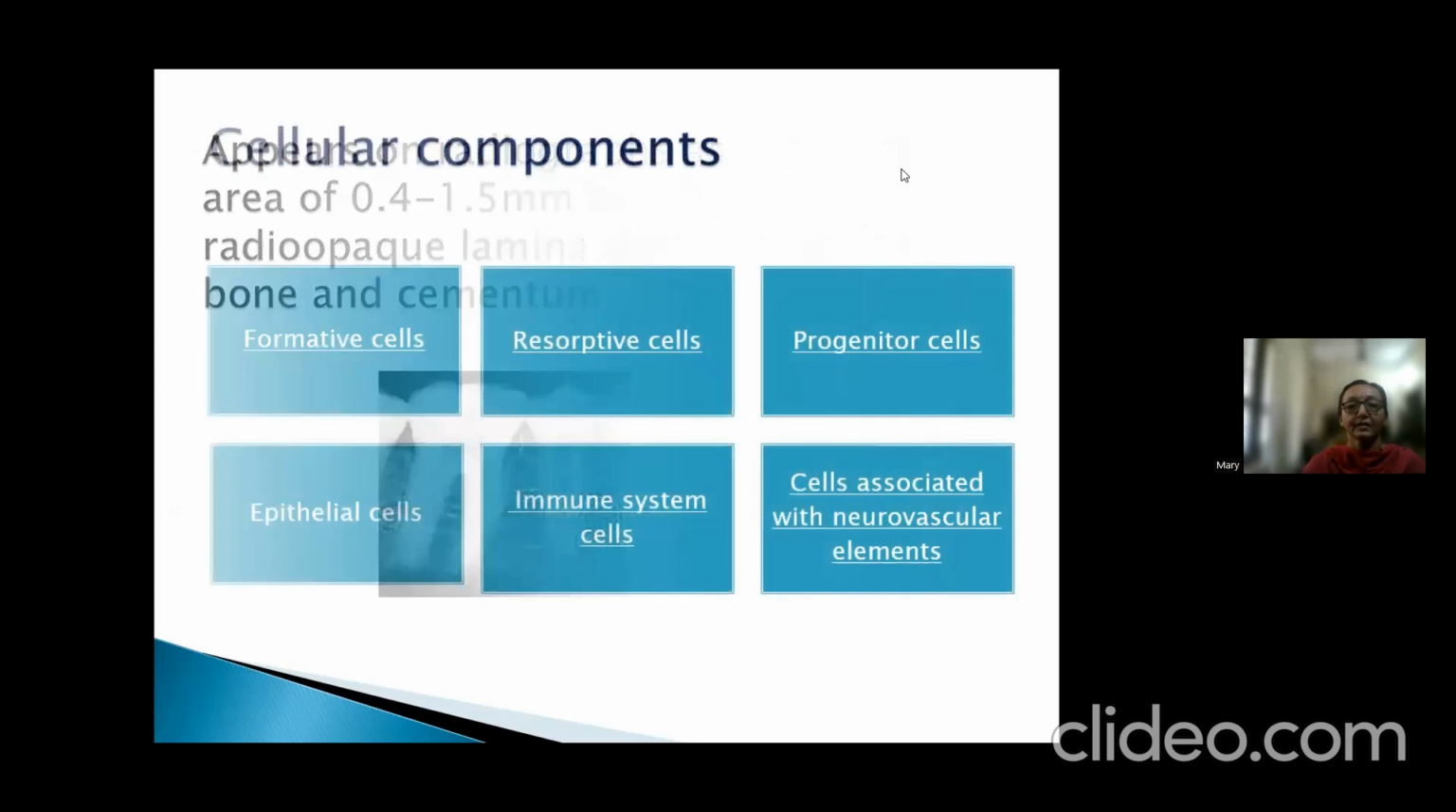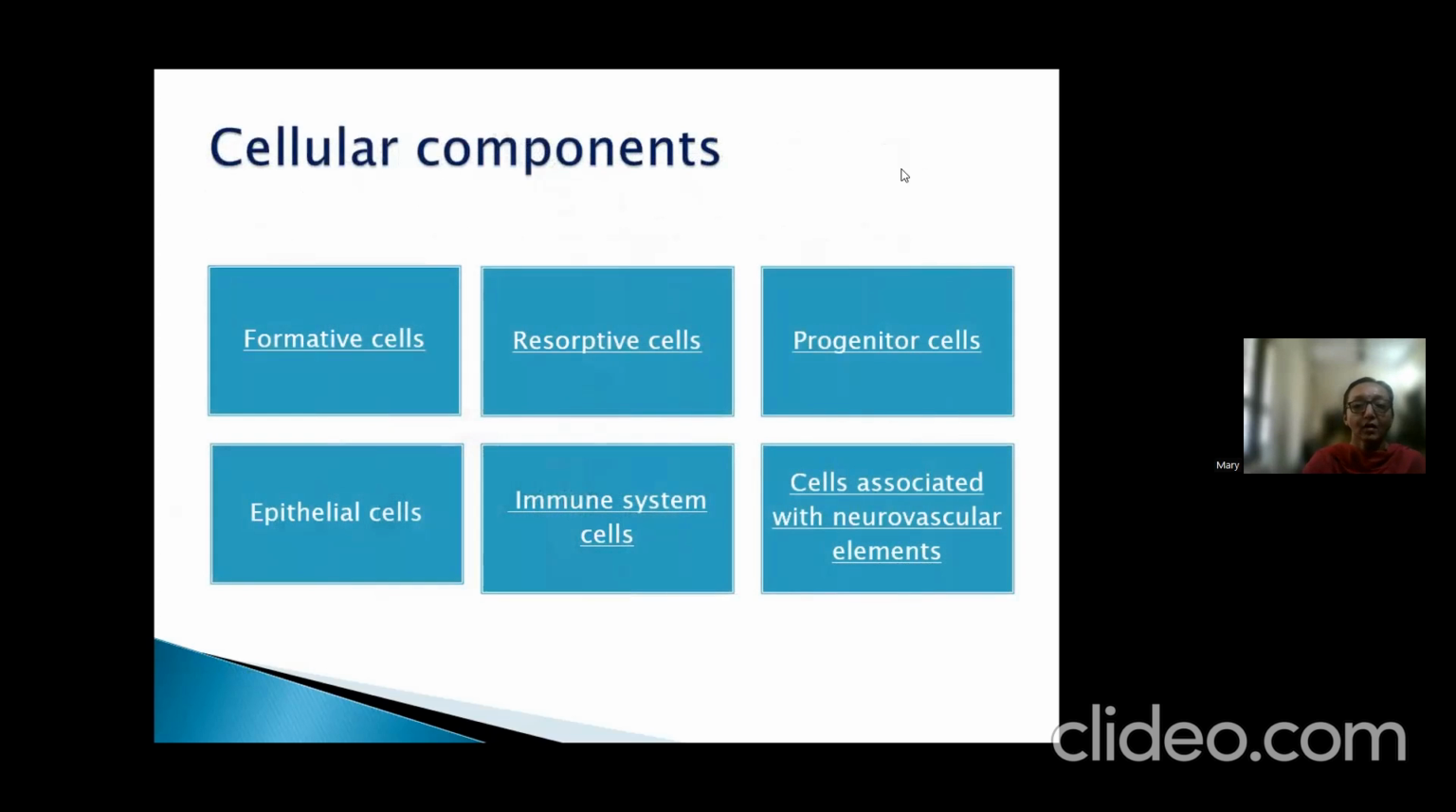Now coming to the cellular components, we can divide the cells of the periodontal ligament into different types: the formative cells, resorptive cells, progenitor cells, epithelial cells, immune system cells, and cells associated with neurovascular elements.